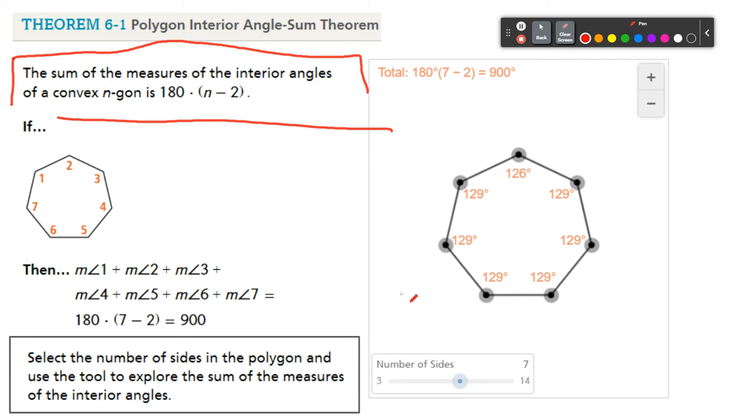Now let's take a look and explore some regular figures here using Savas. I love the explorations here.